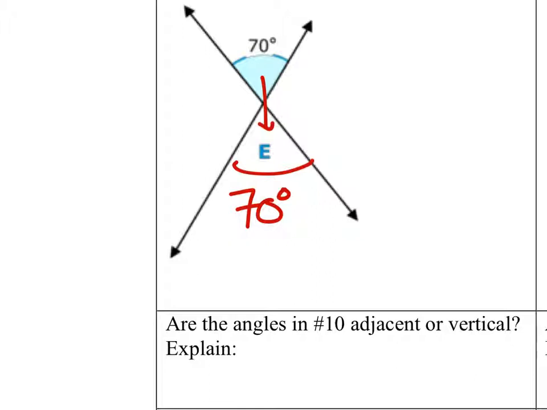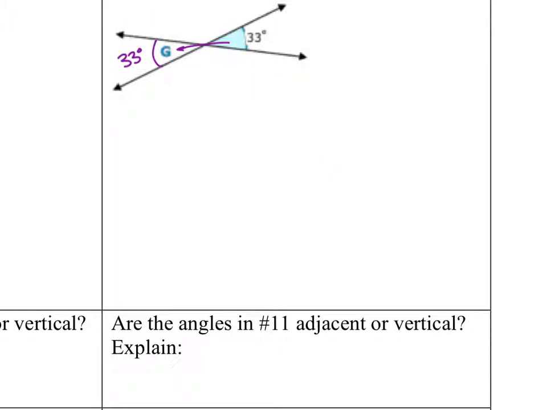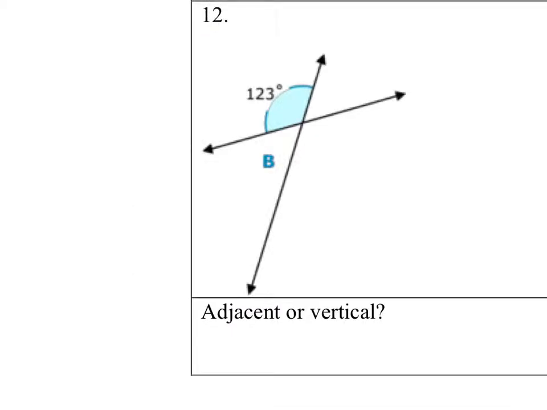So are the angles in number 10 adjacent or vertical? These ones are vertical, and we did already explain that. So vert. Are the angles in number 11 adjacent or vert? Very good. These ones are vert. Bam. All right, so if we identify this, these are adjacent. So if we combine these two, what type of relationship is it?